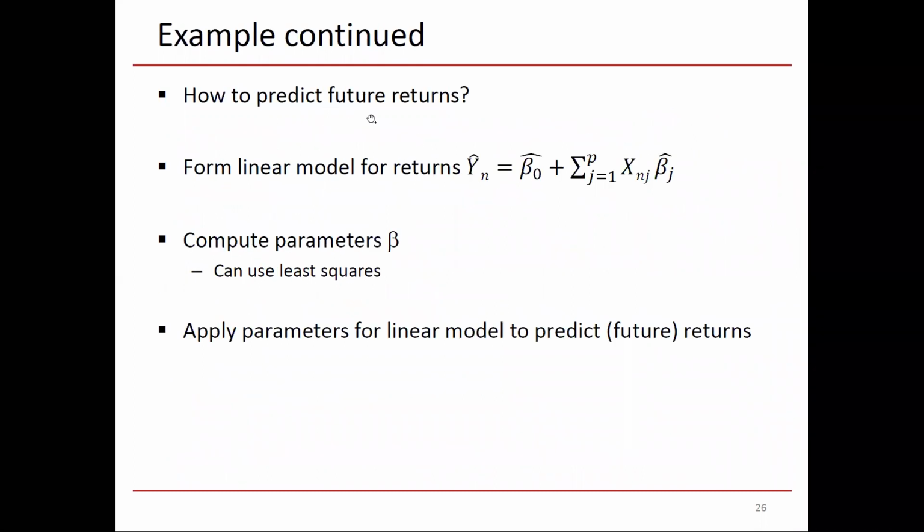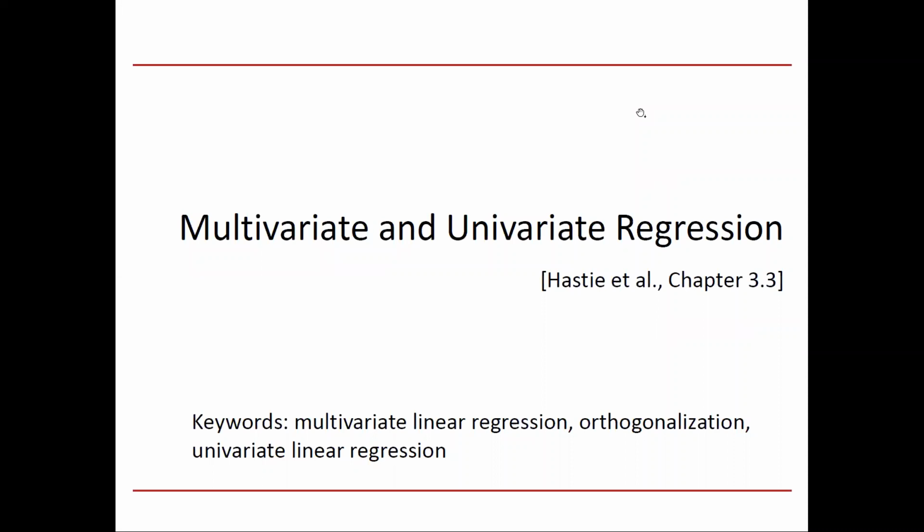Let's continue this example. How can we predict the future returns? We'll form a linear model, some linear combination of beta hats times the x's. We'll compute the parameters for beta. It could use least squares. It could use other approaches. And again, we'll discuss multiple more advanced, more modern approaches for linear regression. And then we apply the parameters that were learned to predict the future returns.